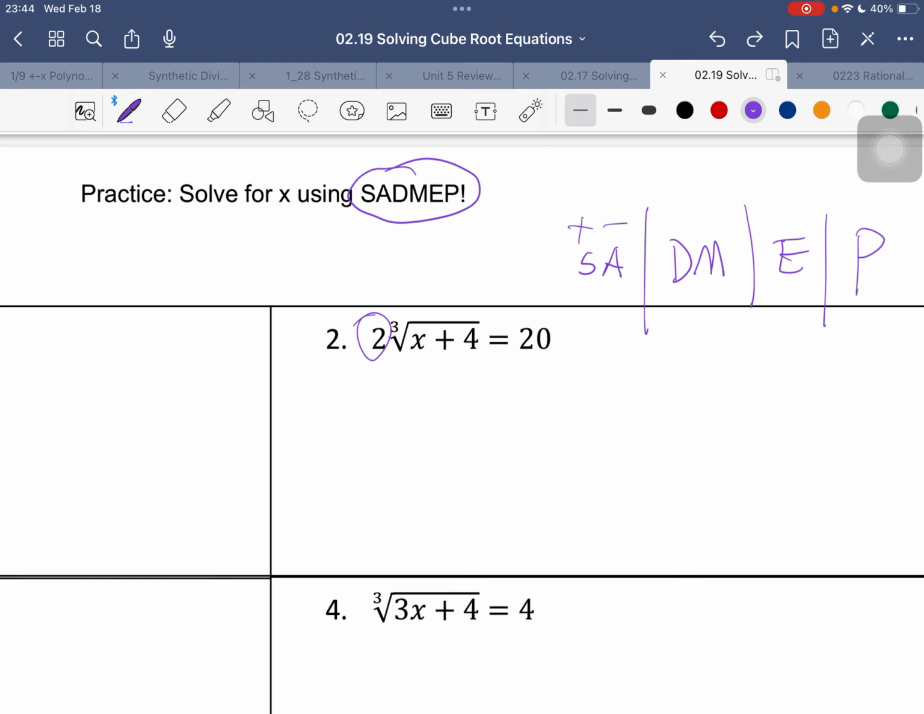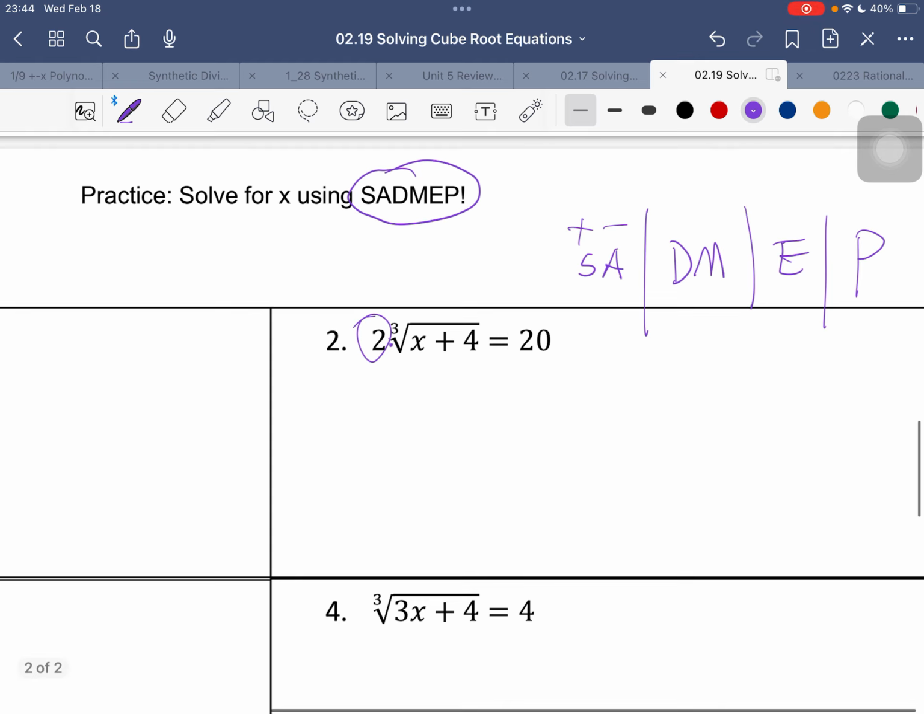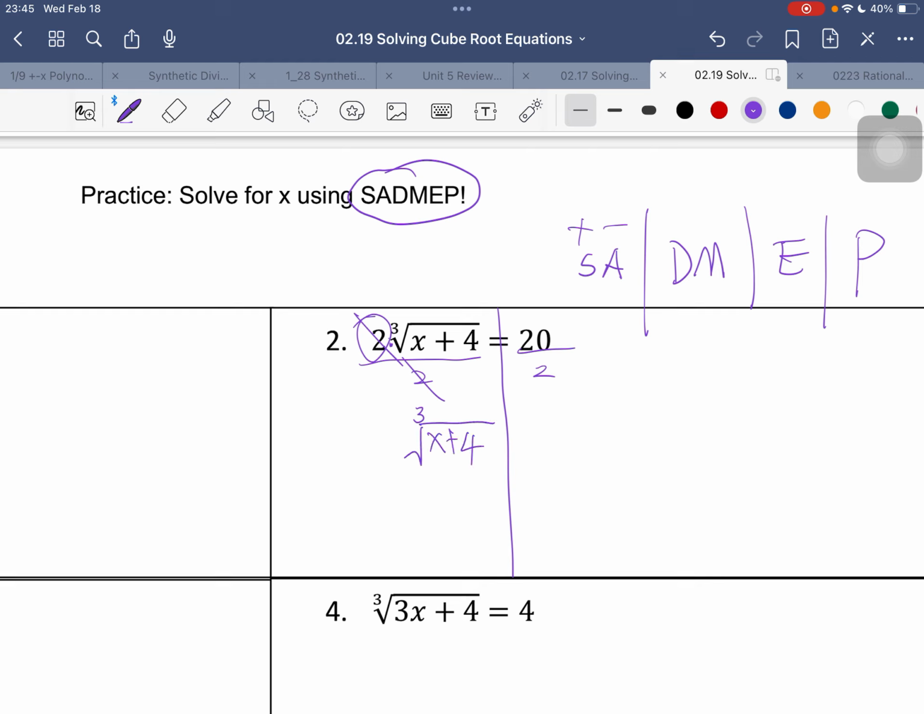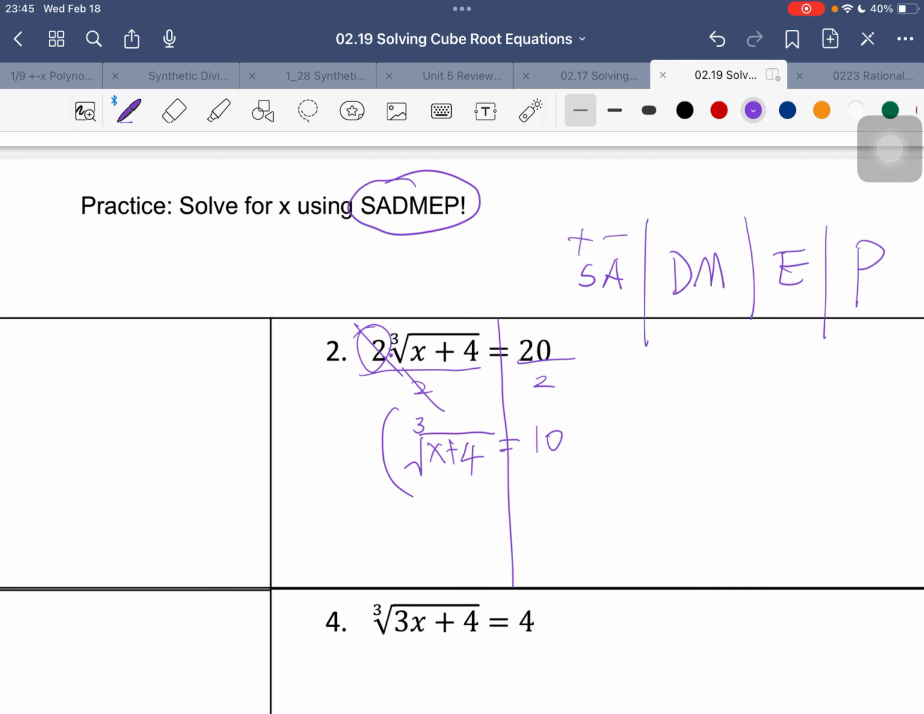I can start from step 2, division or multiplication. I see that it's 2 times the cube root. So I want to do the opposite and divide by 2 on both sides to remove the 2. Okay. Now on the left side is the cube root of x plus 4, and the right side is 20 divided by 2, which is 10. Okay, now I see the cube root. I want to remove it by the opposite. What is the opposite of cube root? It is cube. So I need to put cube on both sides.